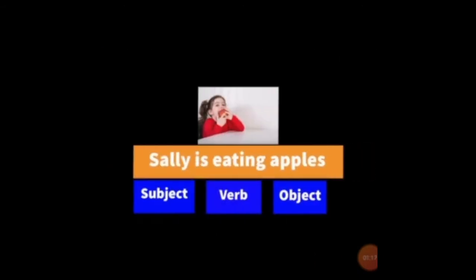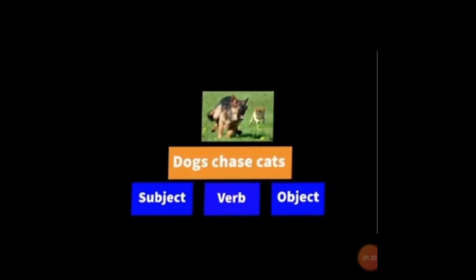For example, let's see, Sally is eating apples. Sally is the subject, eating is the verb, apples the object. So the importance is being given to Sally, who is the subject. Another example, dogs chase cats. Here dogs the subject, chase verb, and cats the object.